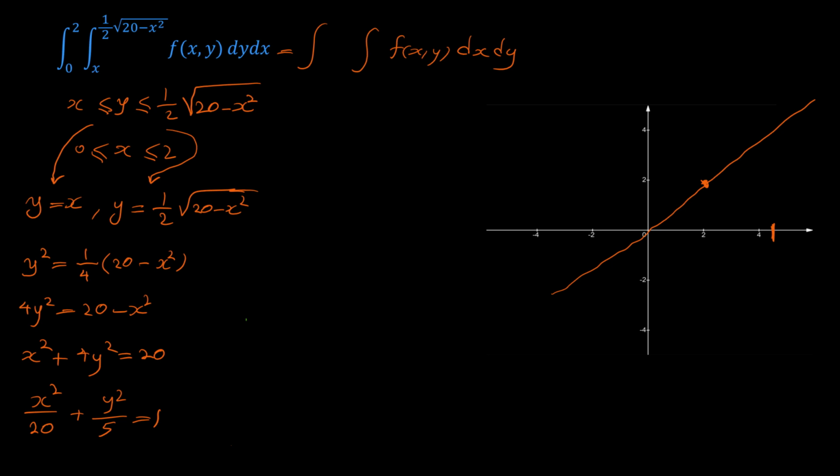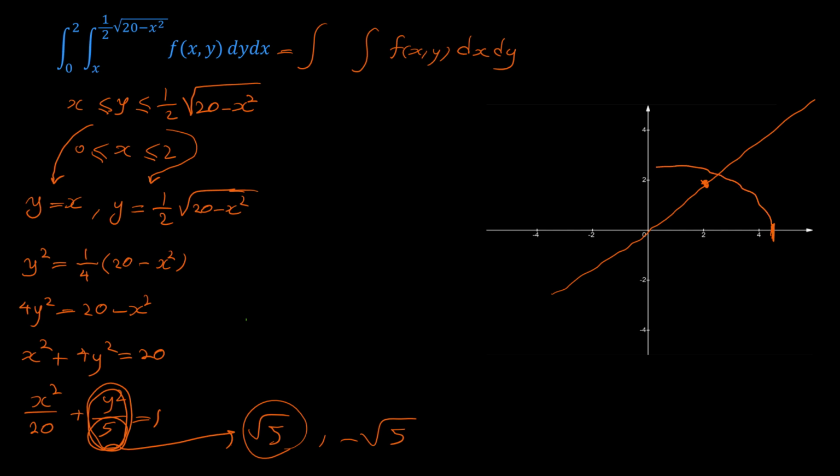And it intersects the y-axis at the square root of 5 and negative square root of 5. The square root of 5 is 2 point something, almost 2.2. So the ellipse is something like this. This is the graph of the ellipse, almost. This is a rough sketch of the graph.